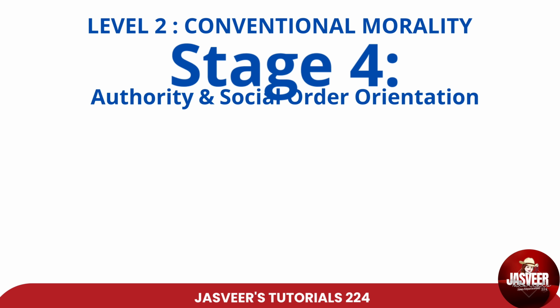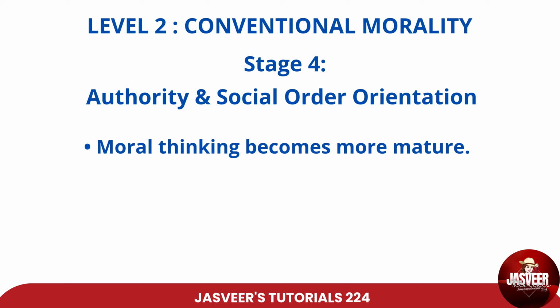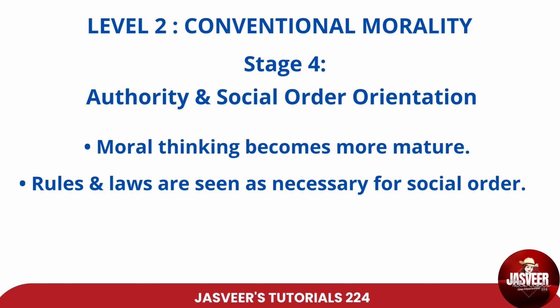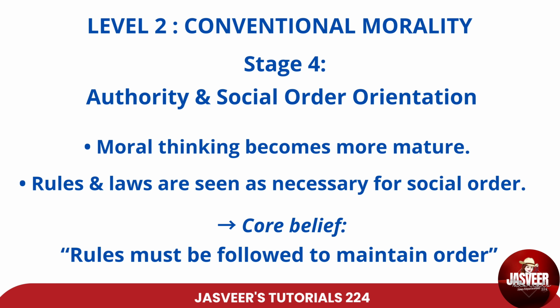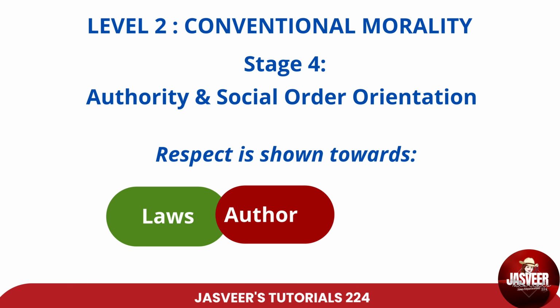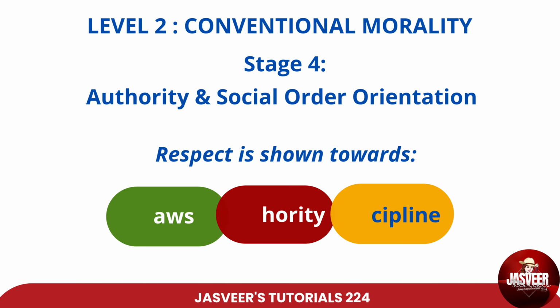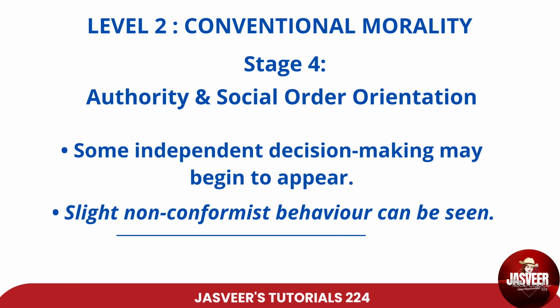Next is stage 4. Here, the child's thinking becomes more mature. The child starts understanding that rules and laws are necessary to keep society running smoothly. The main belief at this stage is that rules must be followed to maintain order. The child respects laws, authority, discipline. Sometimes the child may also take independent decisions, which is why we may see a little non-conformist behavior at this stage.